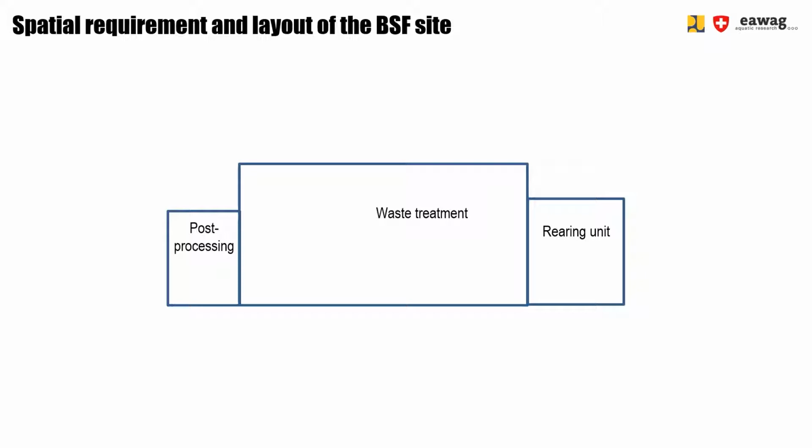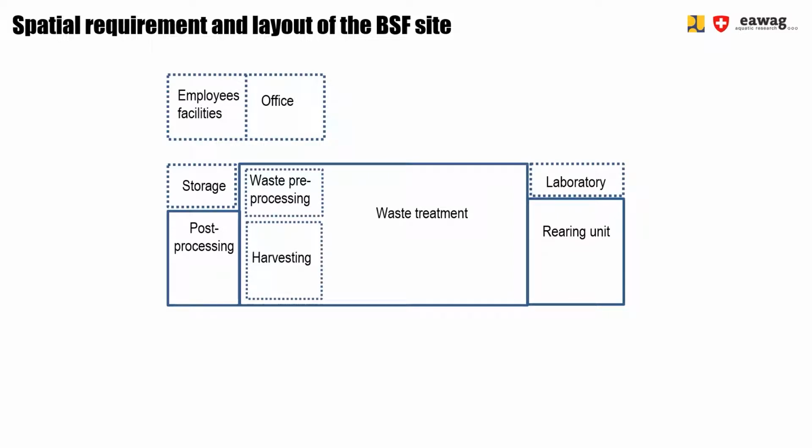The different processes and the spatial design for the unit where each process is happening can be subdivided into different process steps. For example, for the waste treatment, we have the pre-processing and the harvesting step. In addition to the core activity, there are other facilities at the site that require space. For example, the employee facility, the office, and additional storage and laboratory space are just some examples.